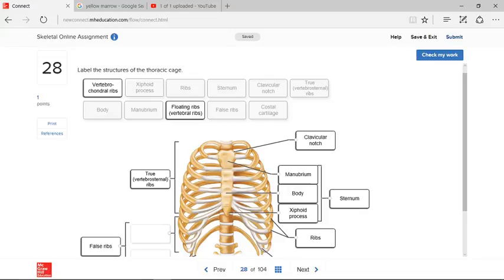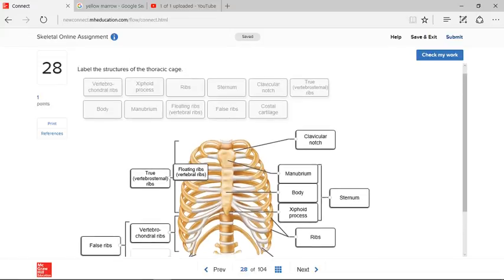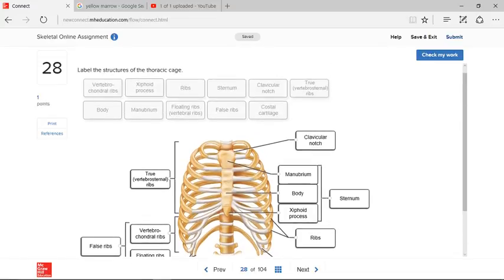And then you get your vertebrochondral ribs, right? 8, 9, and 10 are vertebrochondral ribs. And then you also got your floating ribs. They don't have any cartilage on them. They're just kind of there, just hanging out, right? They're the true definition of, hey, you want to hang out?